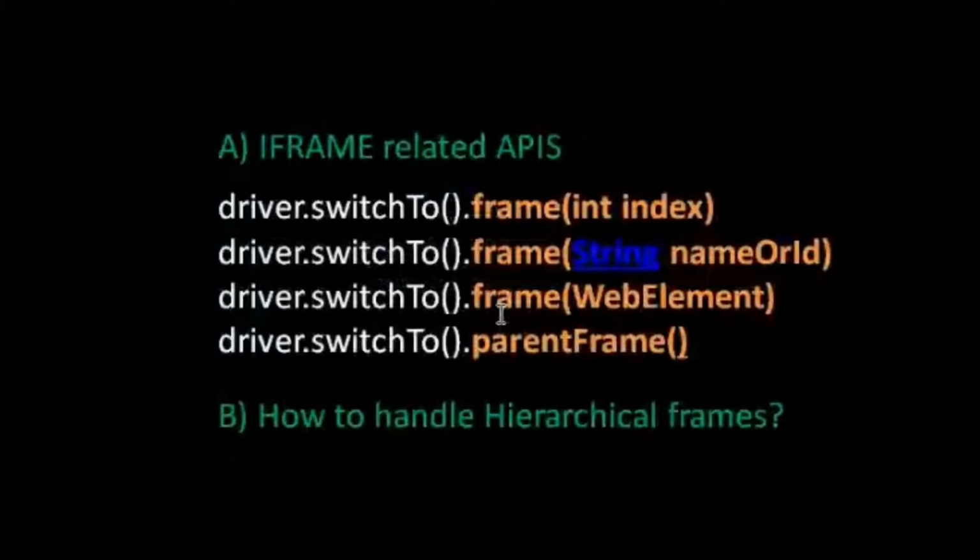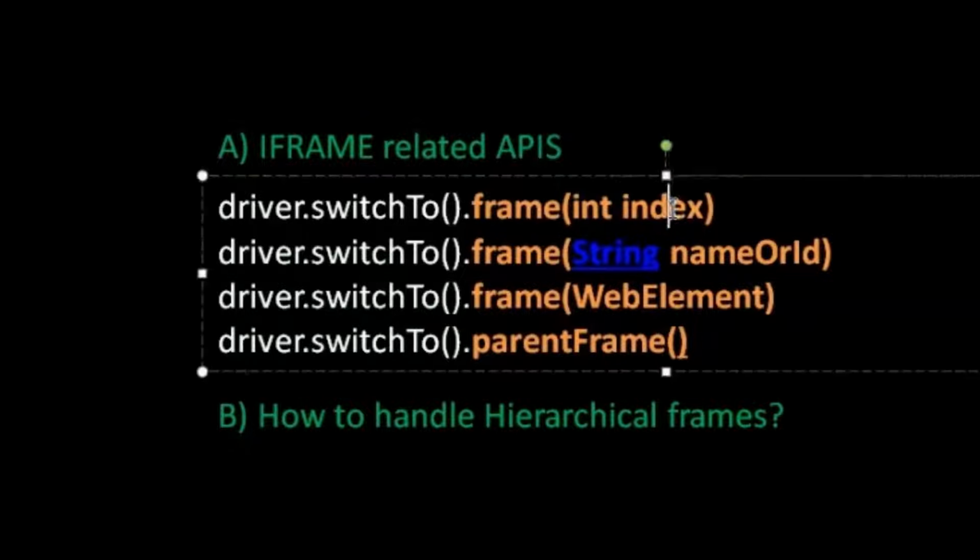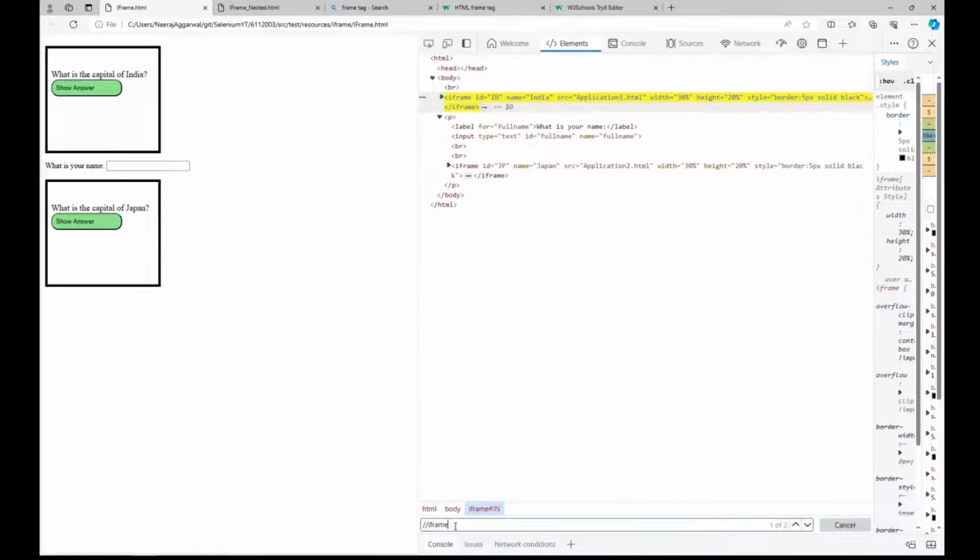Now, if we take a look at the methods, there are three methods available for switching to a frame. We could either switch by passing index, name, ID, or web element. Let us take a look at them one by one. Let us start with index. If we search on the iframe tag, we get two results. So this is the first result which is highlighted in yellow, and then this is second result which is highlighted in yellow. So these two are not nested.